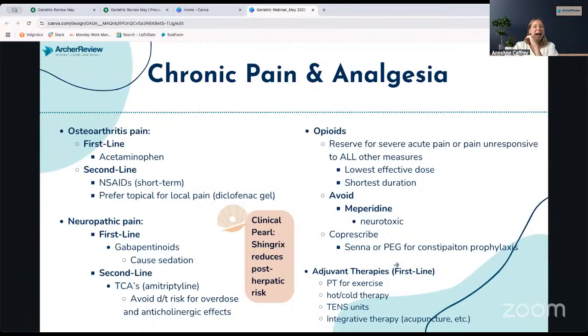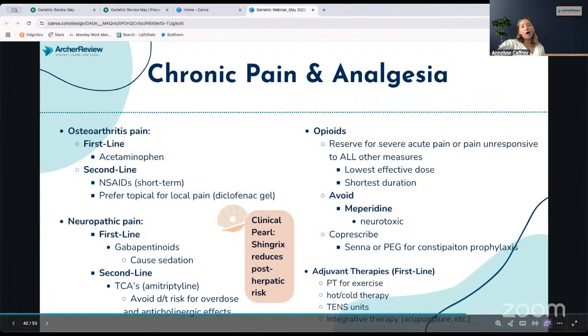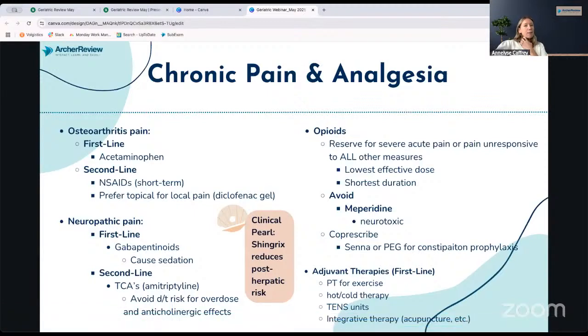Opioids, we only ever use short term for very severe acute pain, like they just got a hip replacement. And you want to use that at the lowest effective dose, shortest duration. And if you are going to prescribe it, do not forget the stool softeners, because I promise you, constipated patients are very unhappy. They do not forgive or forget. So do not forget the constipation prophylaxis.